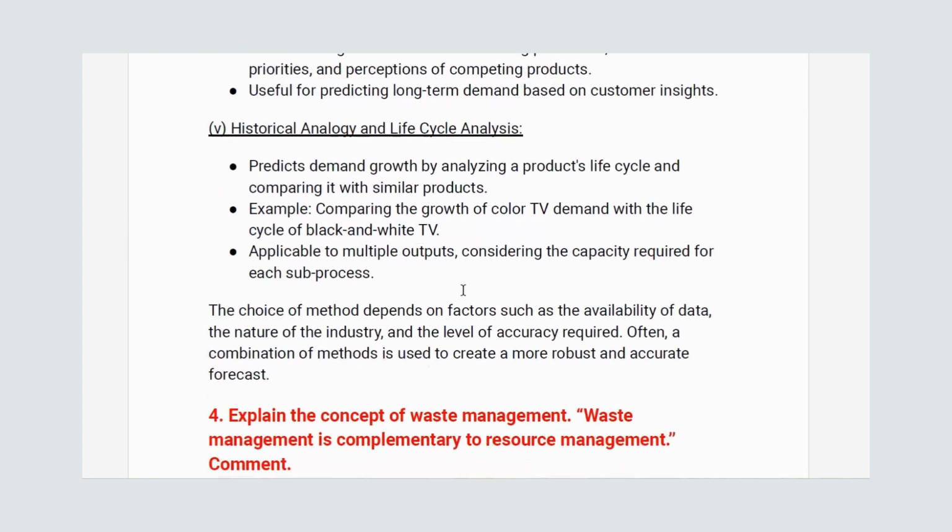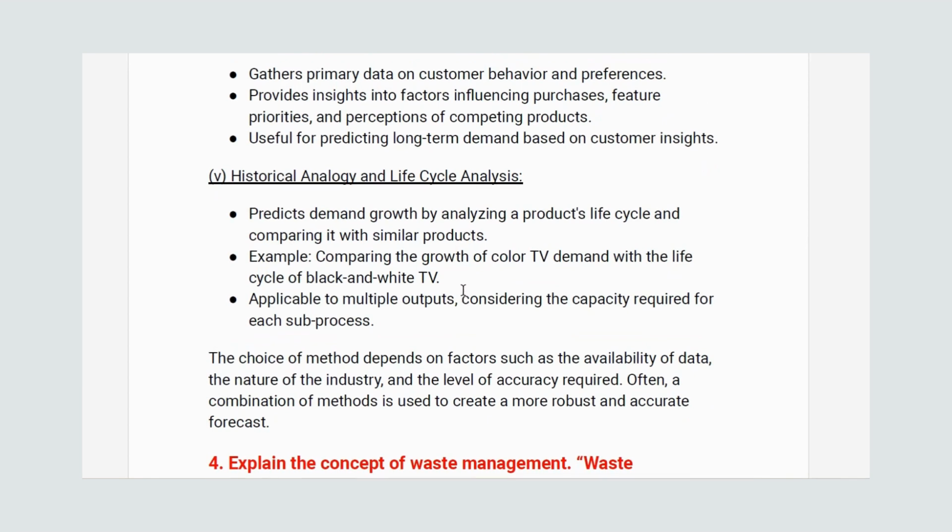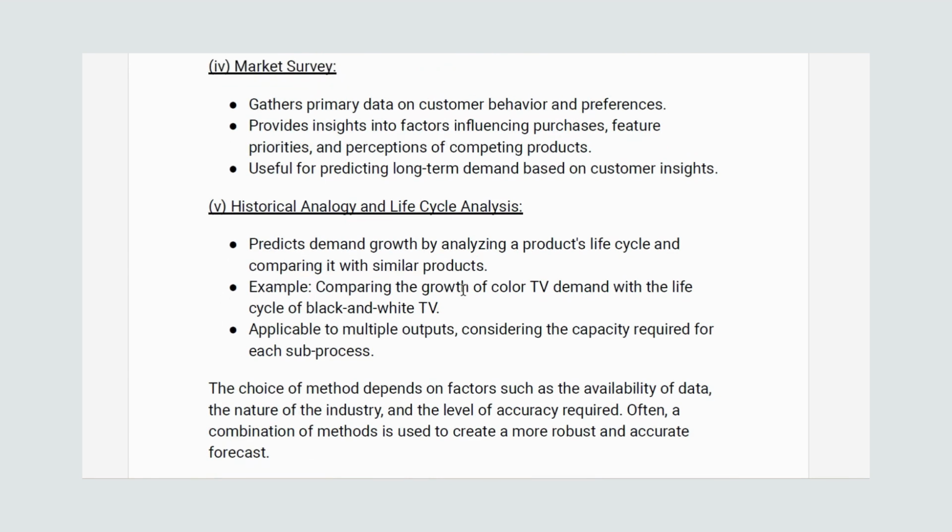The last one is historical analogy and life cycle analysis. With this analysis, we can do the forecasting. It predicts demand growth by analyzing a product's life cycle and comparing it with similar products. For example, comparing the growth of color TV demand with the life cycle of black and white TV. So it is applicable to multiple outputs. It can be considered that the capacity required for each sub-process.